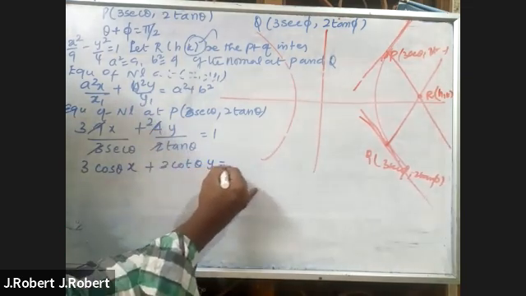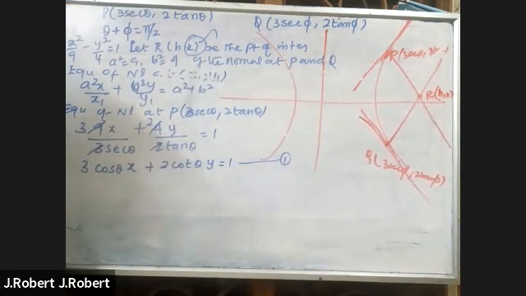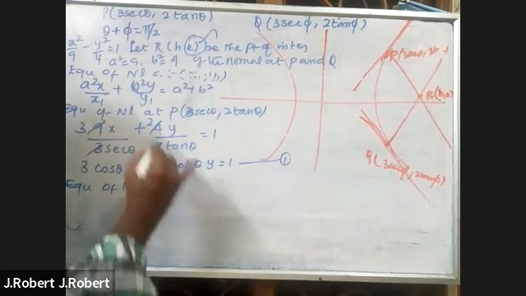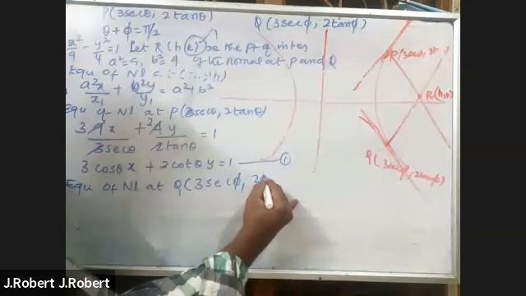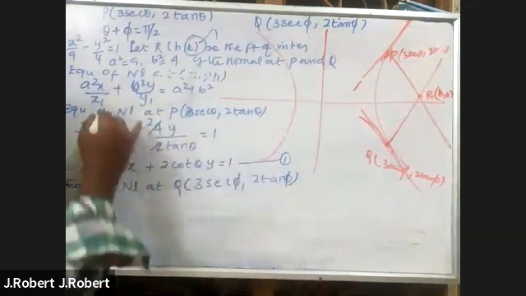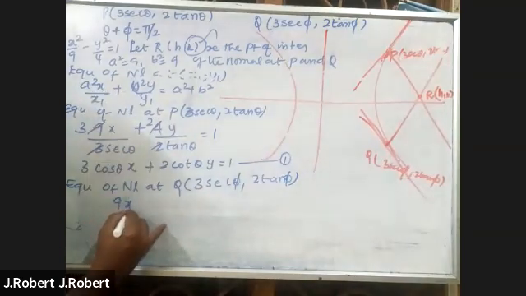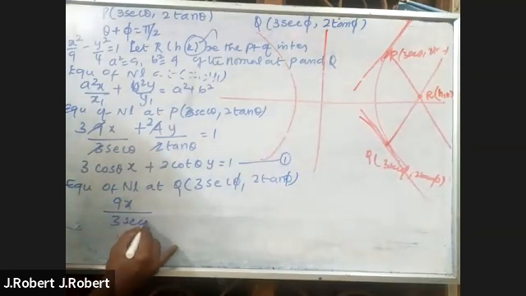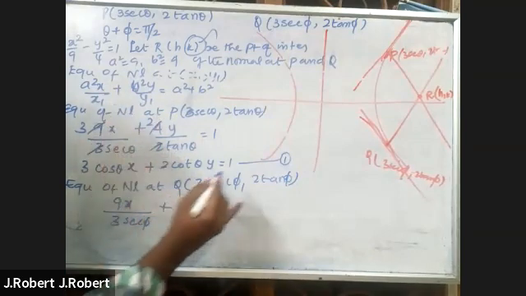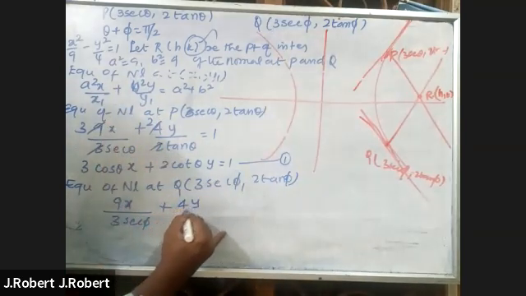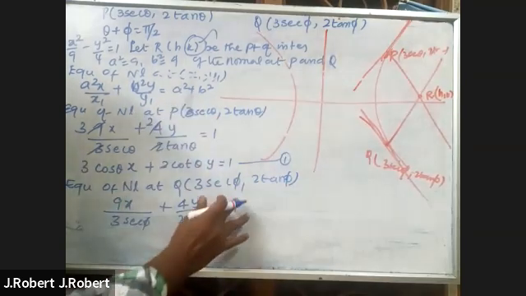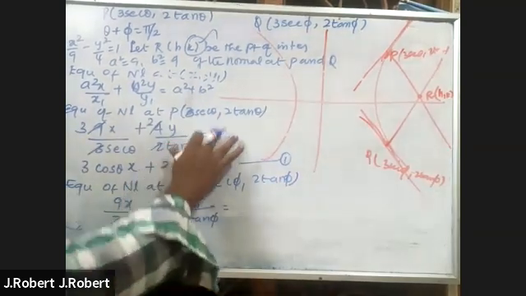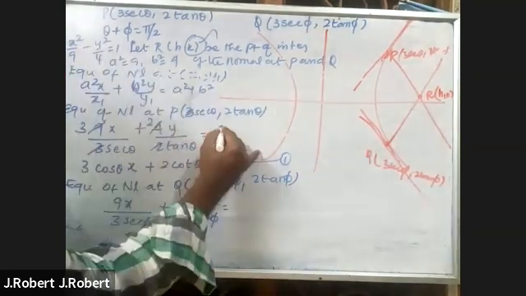2 cot theta y equals 1. Take this as equation 1. Similarly, the equation of the normal at Q, 3 secant phi, 2 tan phi. Substitute the value here: a squared x divided by 3 secant phi plus b squared y divided by 2 tan phi equals a squared plus b squared. a squared is 9, 9 plus 4, 13.